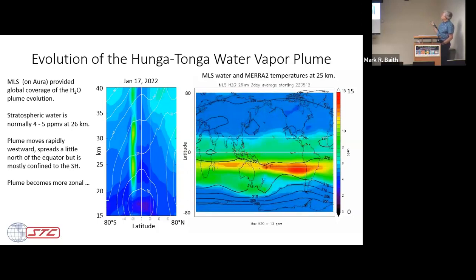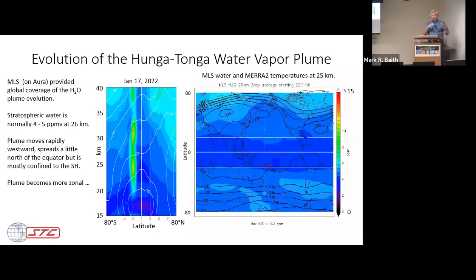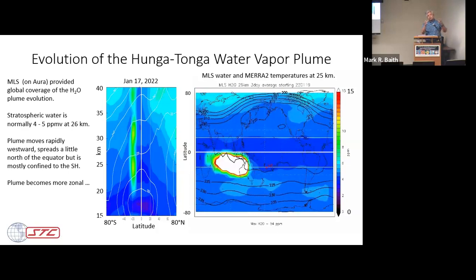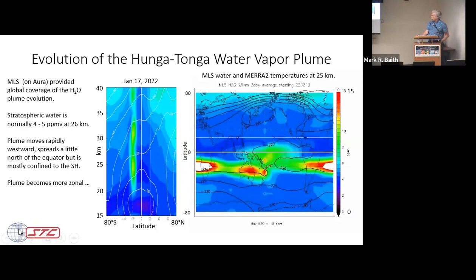The temperature field is in the black contours. So initially it was kind of lumpy. Obviously it's an eruption, so it's one spot, then it breaks up, but then it smooths out into the zonal field. Okay.